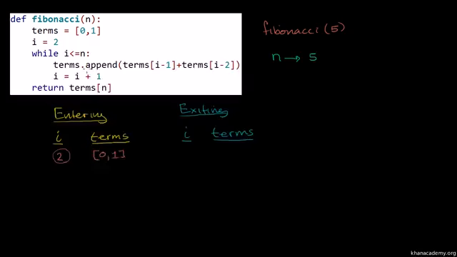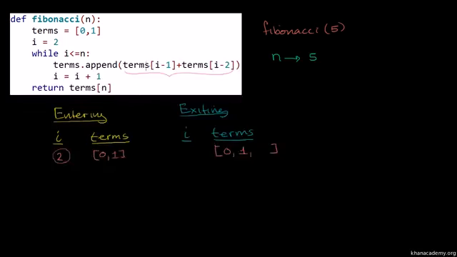And we're appending to terms. So we're going to append something. Entering into this clause, this is what i and terms look like. Terms is going to be 0 and 1. And then we're going to add something right over here to terms. And what is that thing we're going to add? Well, we're going to add whatever this business over here is.